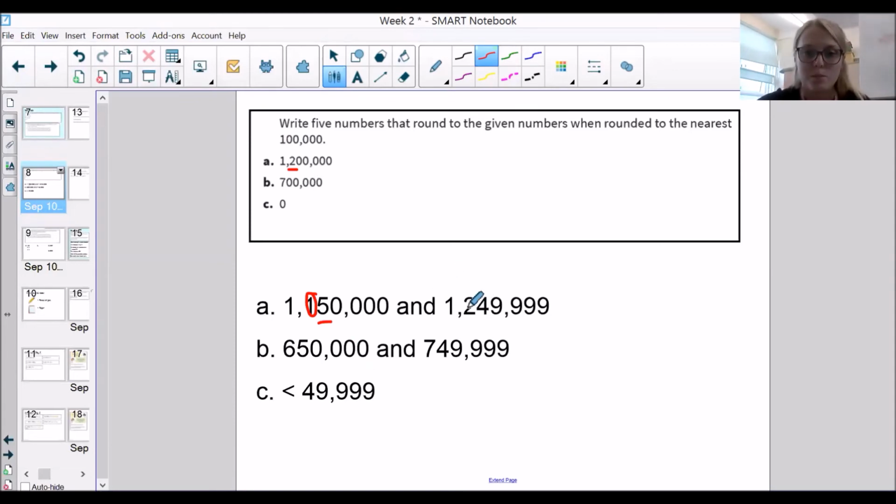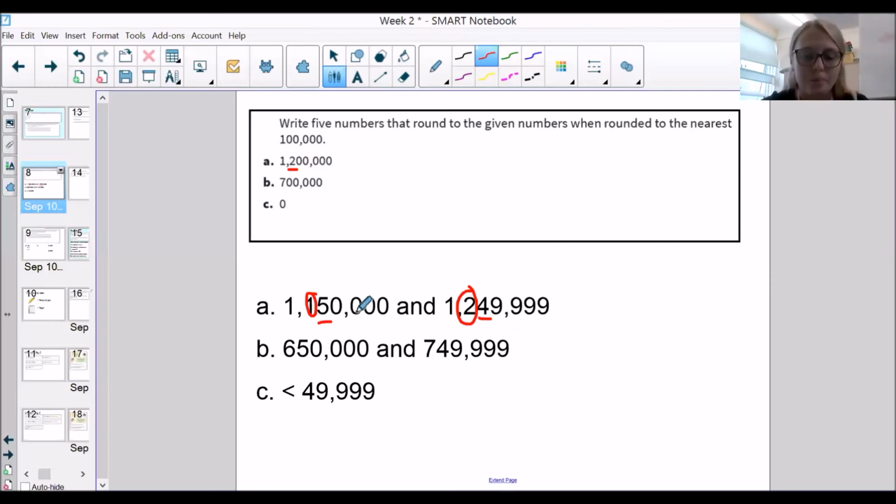And then the largest possible number it could have been, so mark your place, look next door, 5 or greater, add more. Because it's not 5 or greater, we're not rounding up to the 300,000, so we would round down, so the 2 stays the same at 1,200,000. So any number in between these 2 numbers, so bigger than 1,150,000 and smaller than 1,249,999 would have been absolutely fine.